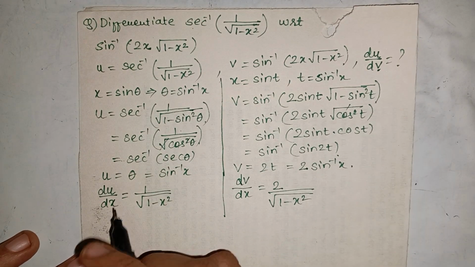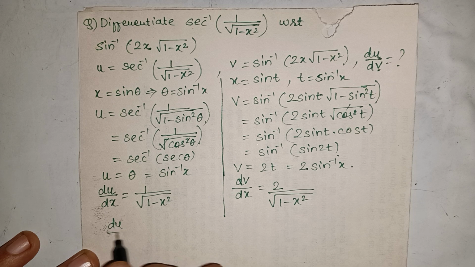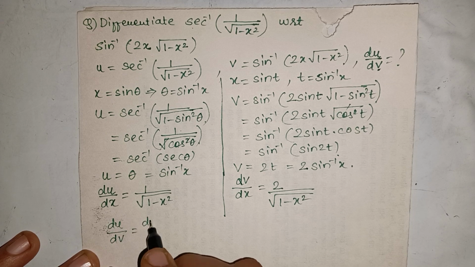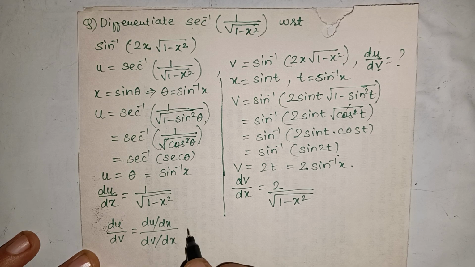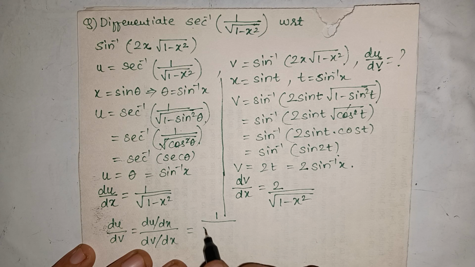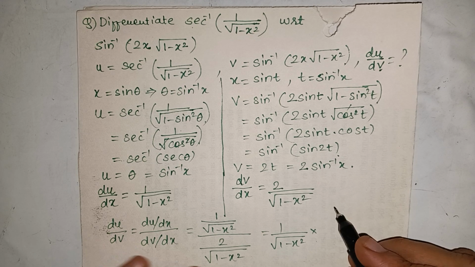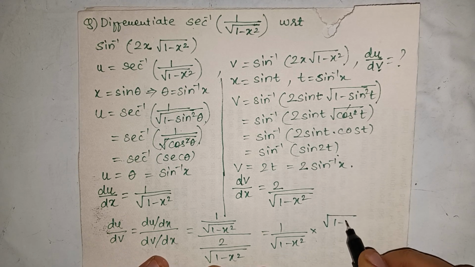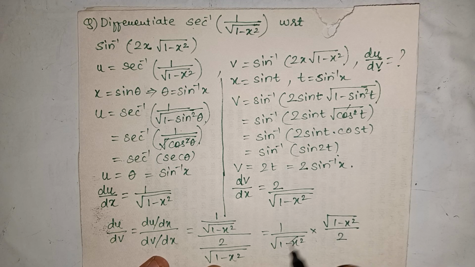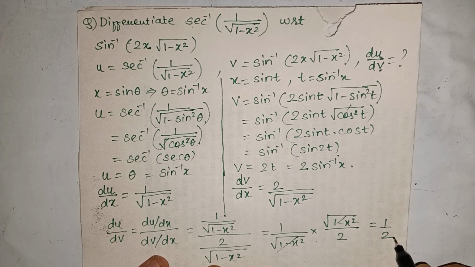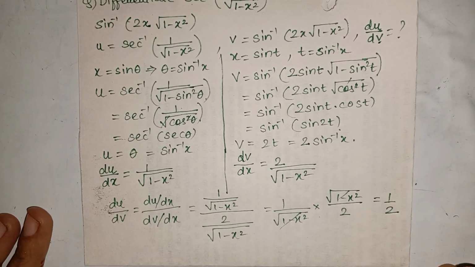Now we have to find du by dv. This is du by dx upon dv by dx, that is 1 upon root of 1 minus x square upon 2 upon root of 1 minus x square. So 1 upon root of 1 minus x square, into root of 1 minus x square upon 2. So the final answer is half.